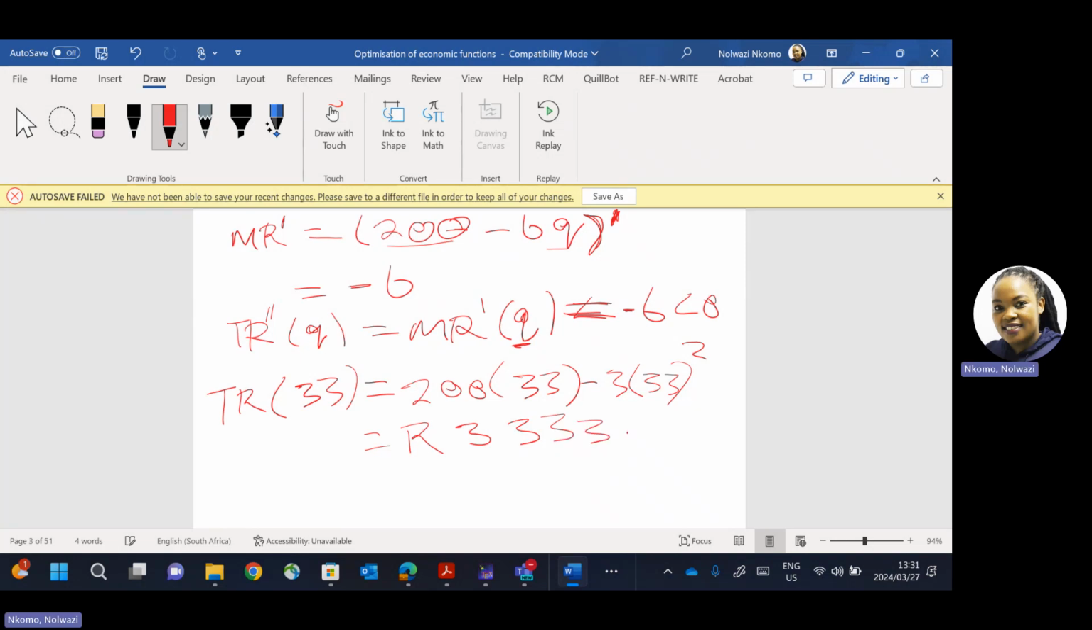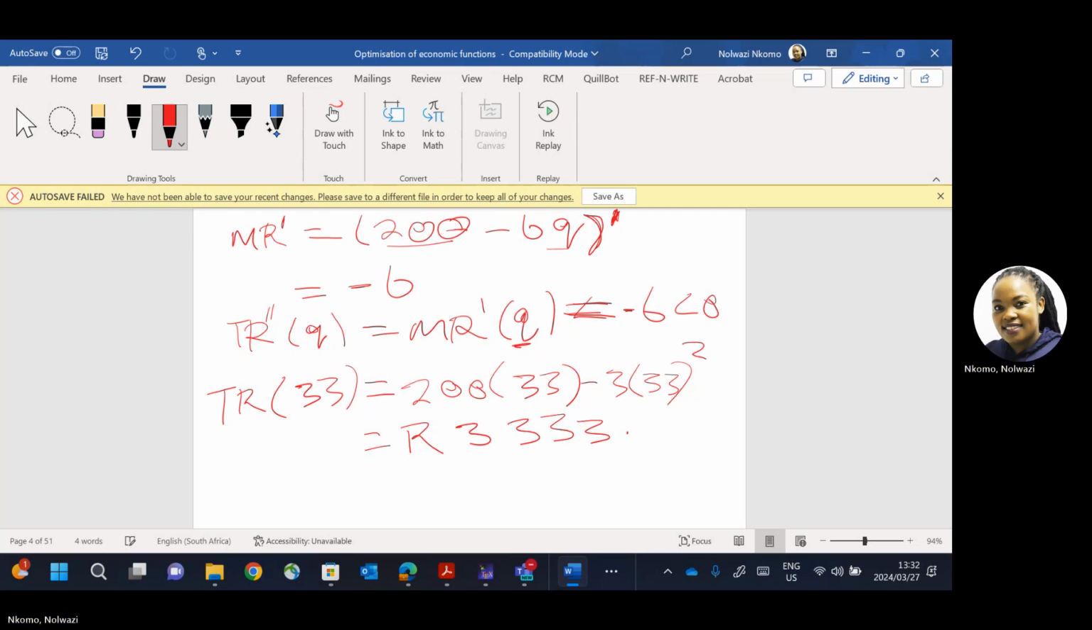This is your maximized total revenue. This is how you will maximize your total revenue. Okay, first we were given the demand function, right? And then we were asked to find the total revenue, the maximized total revenue, right?